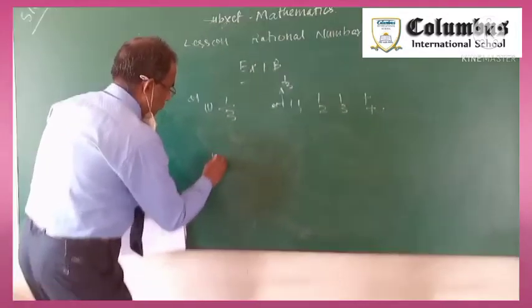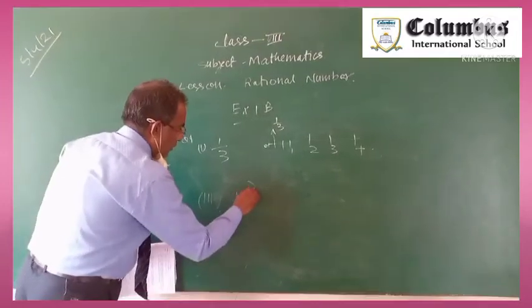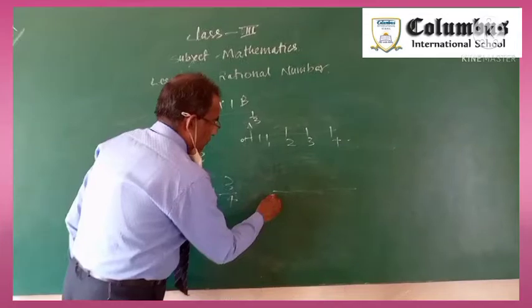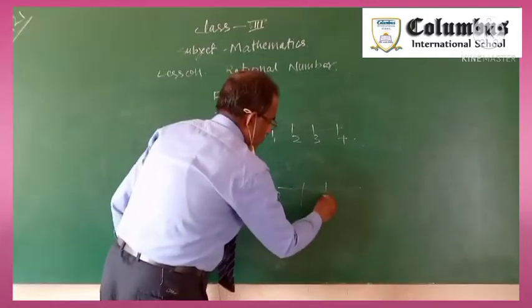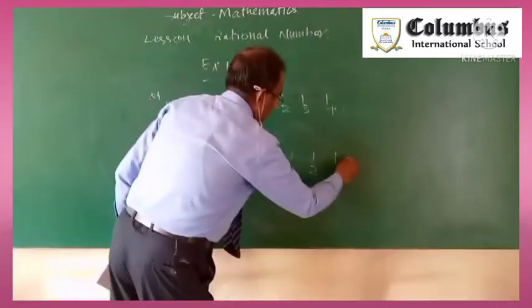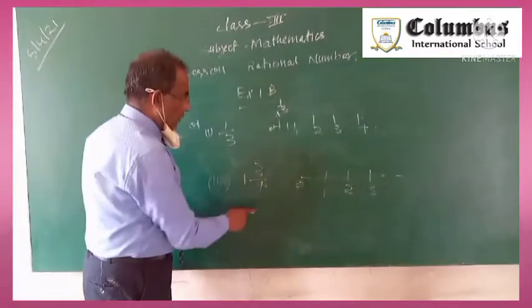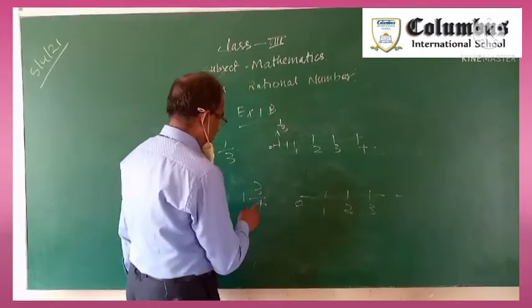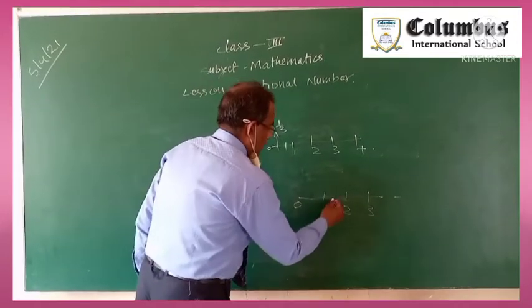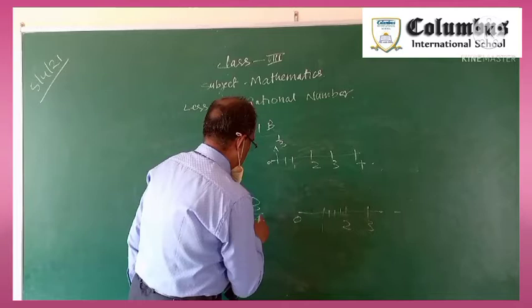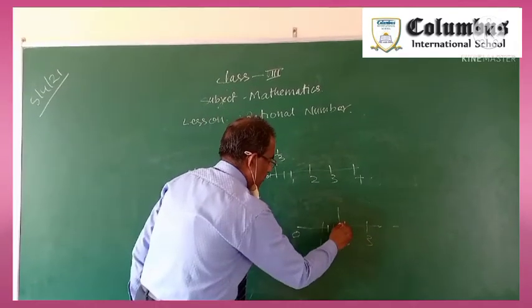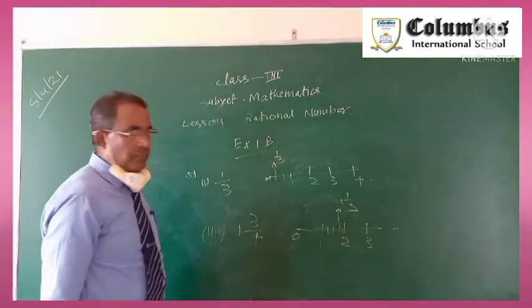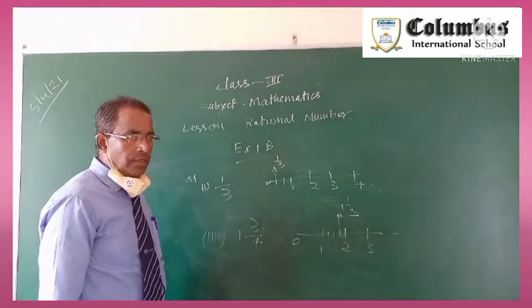1 and 3 by 4. First of all, we make a number line 0, 1, 2, 3 and so on. 1 and 3 by 4 comes from 1 to 2. That is, we divide into 4 parts. 1 and 3 by 4. This number is called 1 and 3 by 4. Okay?